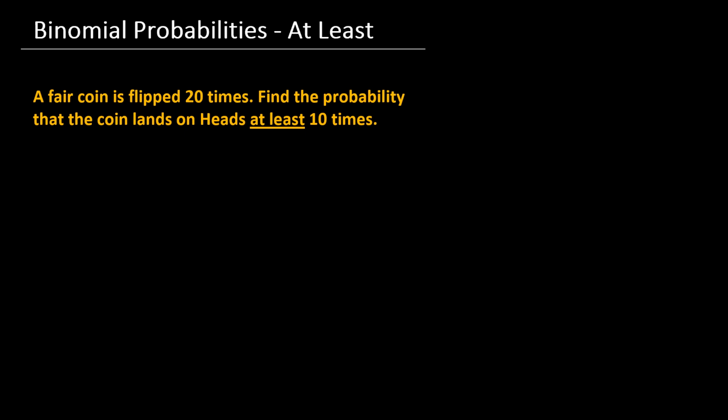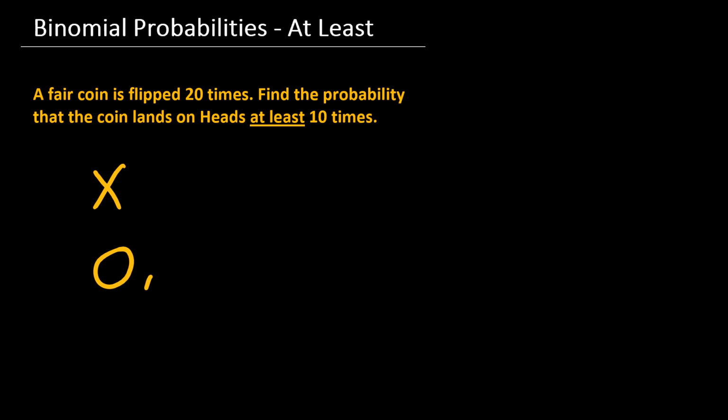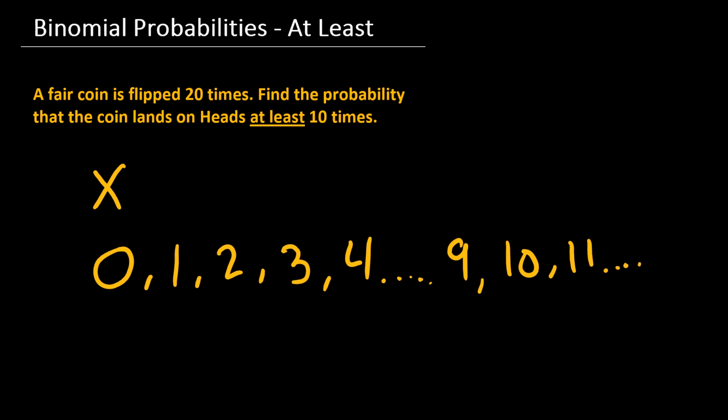All right, so if X is the number of times that the coin lands on heads, then we could have 0, meaning out of 20 flips there was absolutely not a single head. We could have 1 head, 2 heads, 3, 4, 9, 10, 11, all the way to 20 heads. You could have gotten no heads at all, which means you flipped the coin 20 times and got all tails.